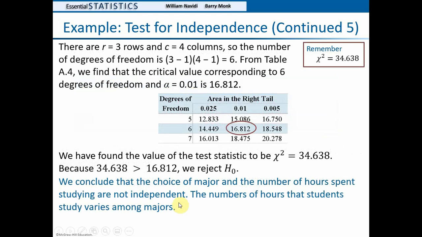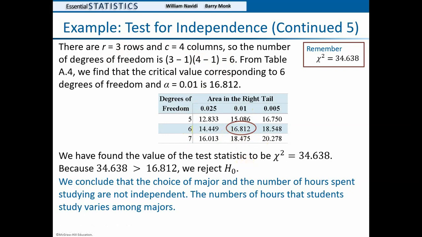Okay, so what about the critical value? Here was our 34.638. We saw that in Excel as well as what they got. But what about the critical value? So we had 3 rows, 4 columns. I subtract 1 from each. 2 times 3 is 6. There's my degrees of freedom. The significance level was 0.01, so I'm going here and here. That would be 16.812.